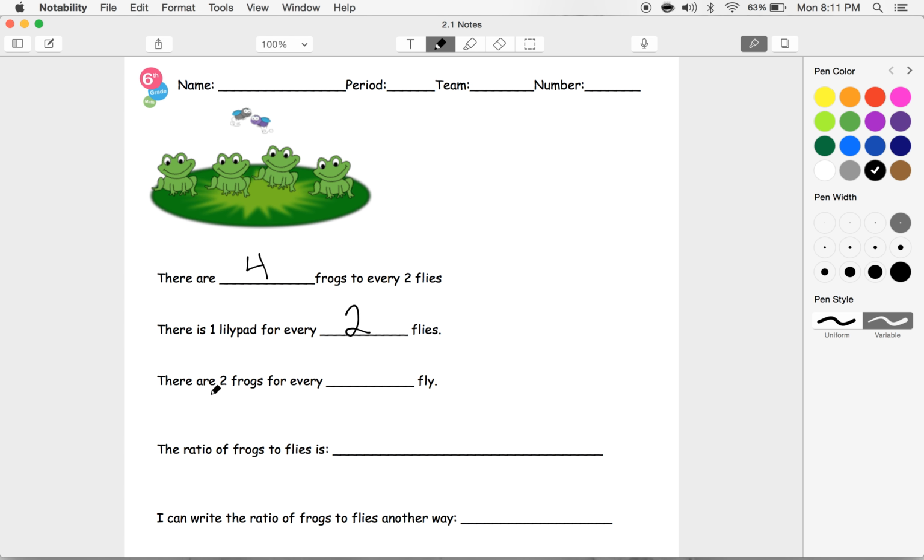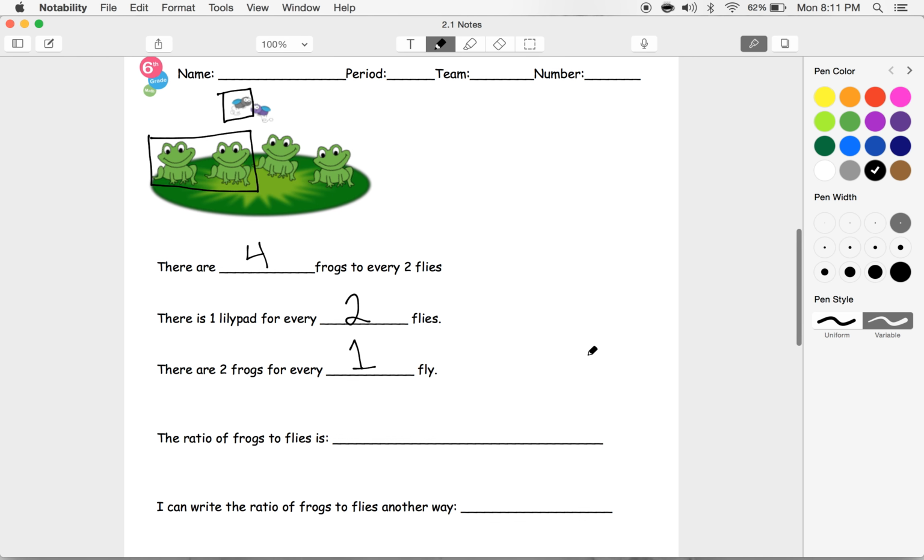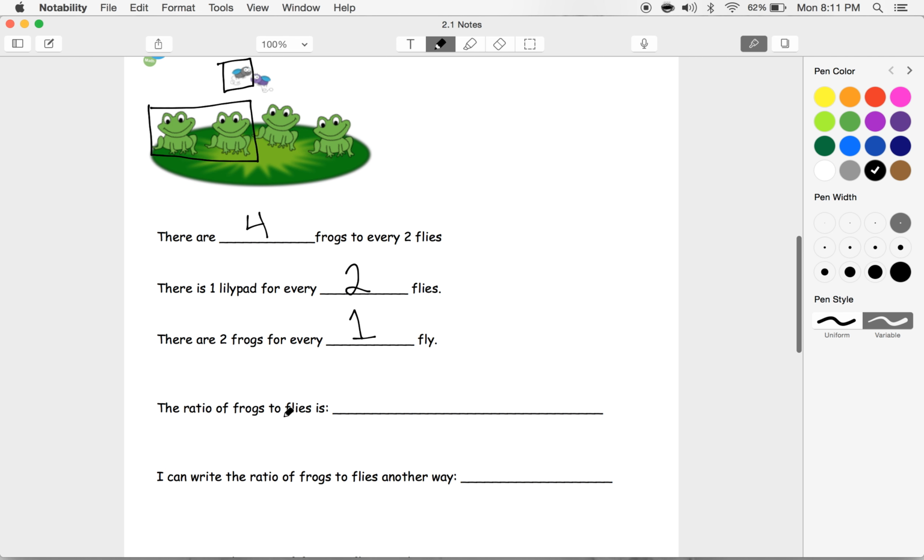All right, there are 2 frogs for every blank flies. Now, there were 4 frogs, but they're asking me just to talk about 2. So I'm splitting my frogs in half. So when I split my flies in half, there's only 1 fly. The ratio of frogs to flies is, remember, order is important. Frogs come first. So 4 to 2, and my flies, there are 2 flies.